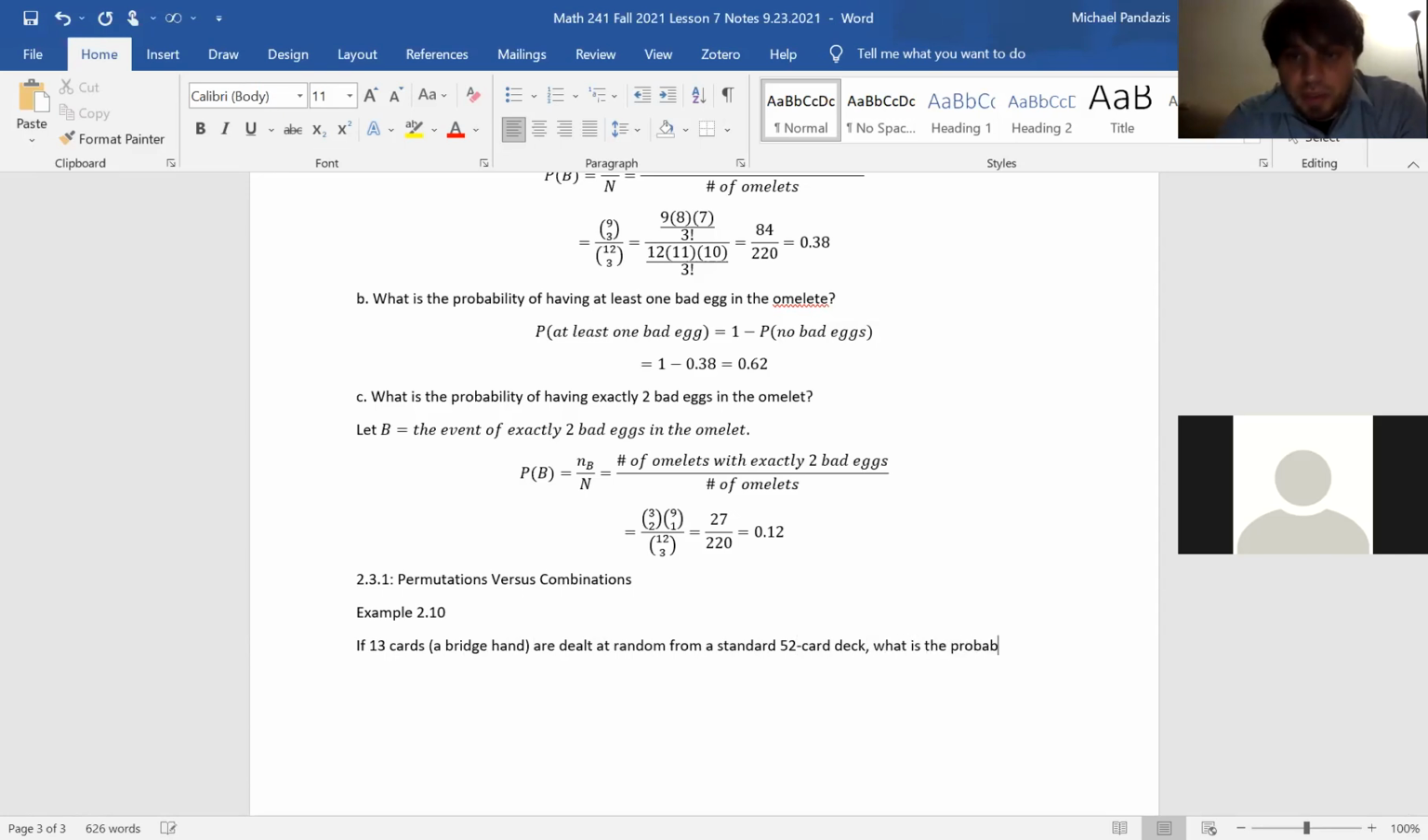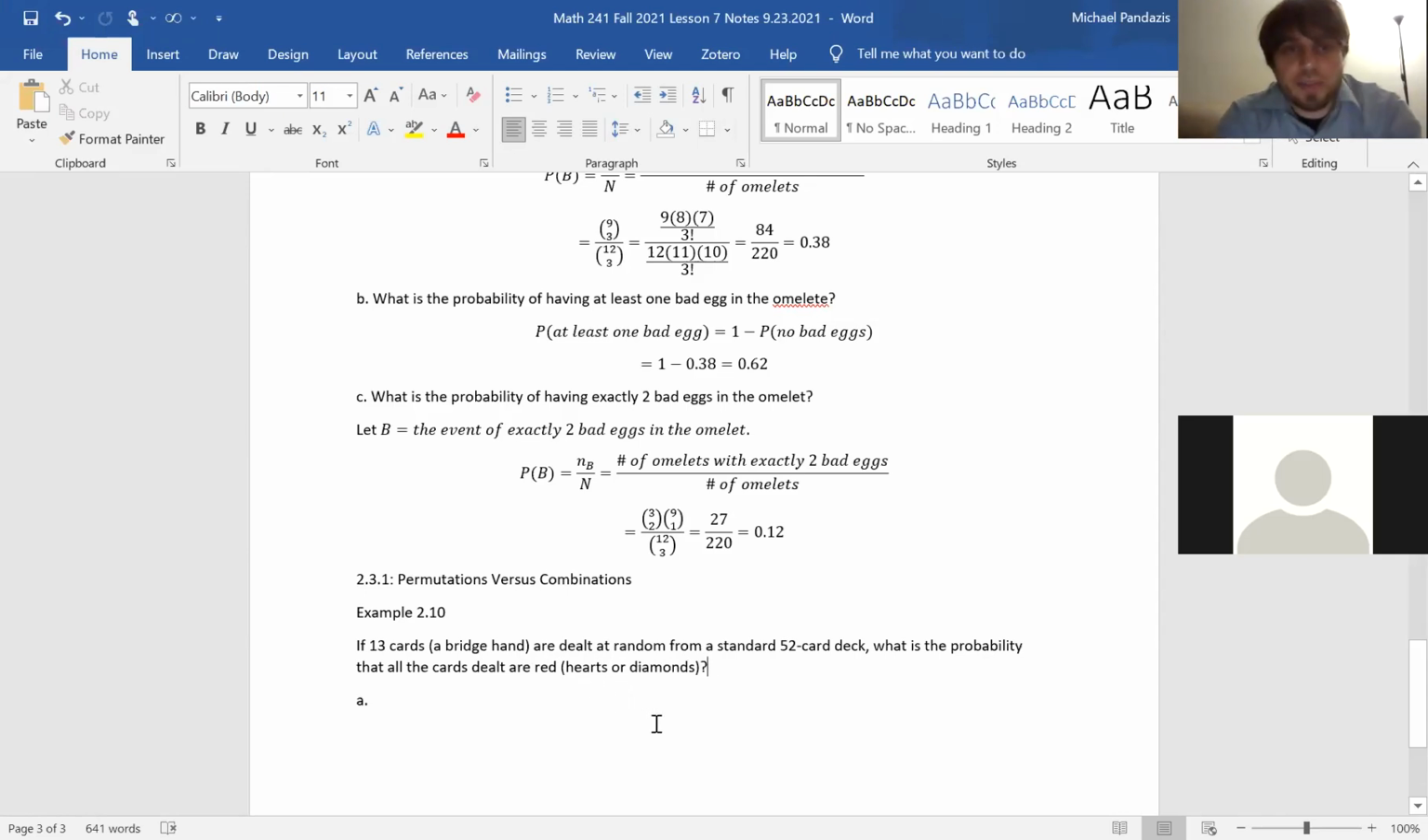What is the probability that all the cards dealt are red, hearts, or diamonds? Okay, so if 13 cards of a bridge hand are dealt at random from a standard 52 card deck, what is the probability that all the cards dealt are red, hearts, or diamonds?